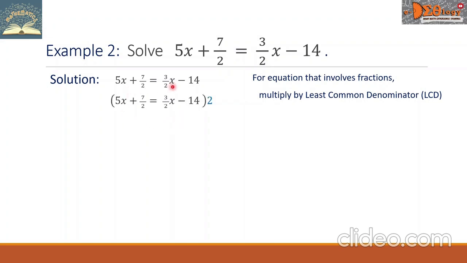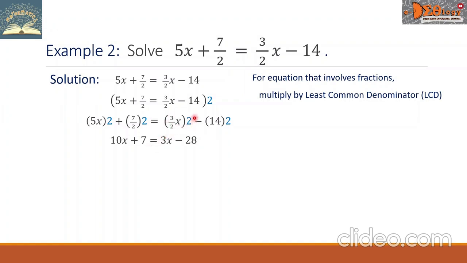So we multiply this equation by 2. This 2 means we multiply each of the terms from both sides by 2. So we have 5x times 2 plus 7 halves times 2 equals 3 over 2 x times 2 minus 14 times 2. Let's simplify both sides. 5x times 2 is 10x plus 7 over 2 times 2, that is 7, equals 3 over 2 x times 2.